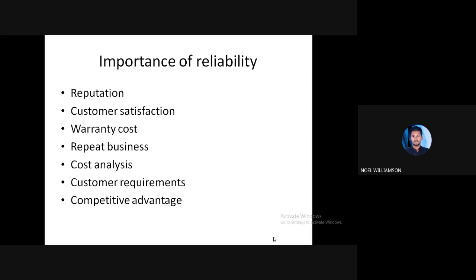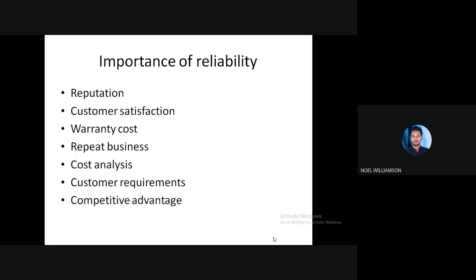So there will be some cost associated with the replacement or the repair, and this will have a negative effect on the profit. Whatever profit we are gaining while selling a product, if this type of event happens, there will be a negative effect on it. So this is another importance of reliability. If it is reliable, then this can be avoided.